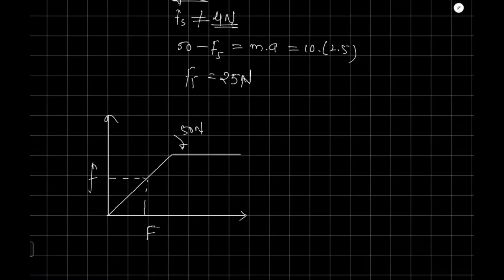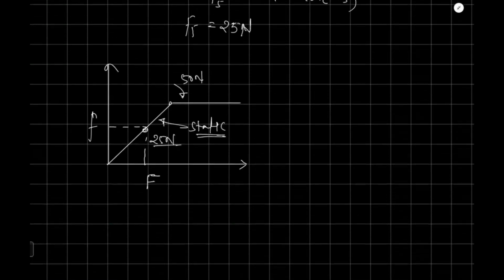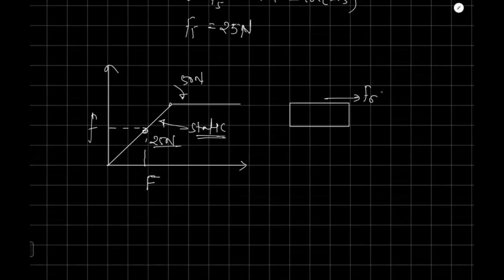But in our case, because this is the range of static friction, static friction can vary from 0 to 50. So this time it is 25 Newton. On this block it is backward on A, and if you see on B, it is acting in this direction. That is 25 Newton.